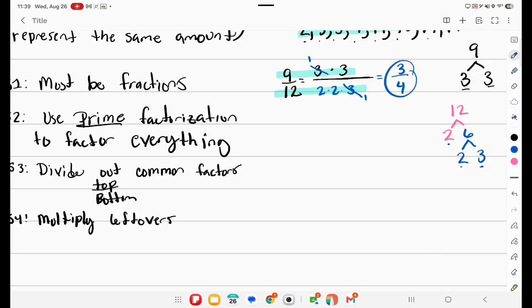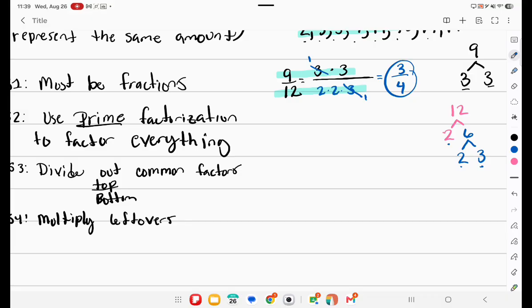9 over 12 and 3/4 represent the same amount. All right? That's all we're doing. We're using the lesson from Friday, Wednesday, or whenever we had class, Monday, with the stuff we're doing today. I'm not going to make you change that mixed number just yet, so just work with me.